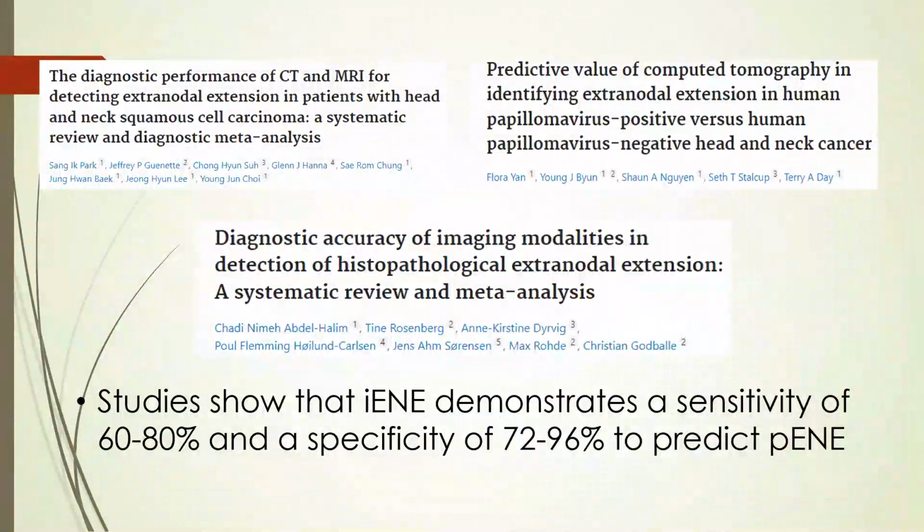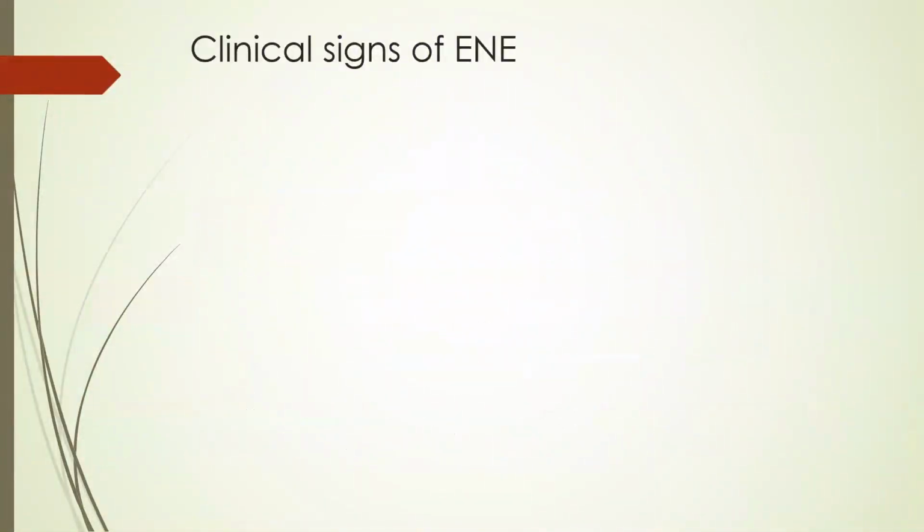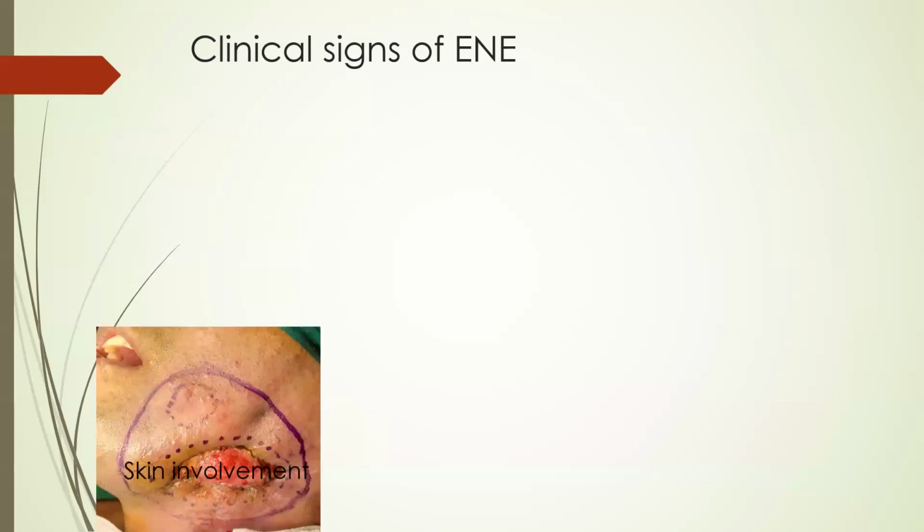Now, what is the sensitivity and specificity of radiological ENE or image-guided ENE? Comparing it with pathological ENE, there is a sensitivity of 60 to 80% and specificity of 72 to 96% to detect pathological ENE. So, radiological ENE does have a lot of significance. Now, coming on to the third spectrum of extranodal extension, that is clinical extranodal extension.